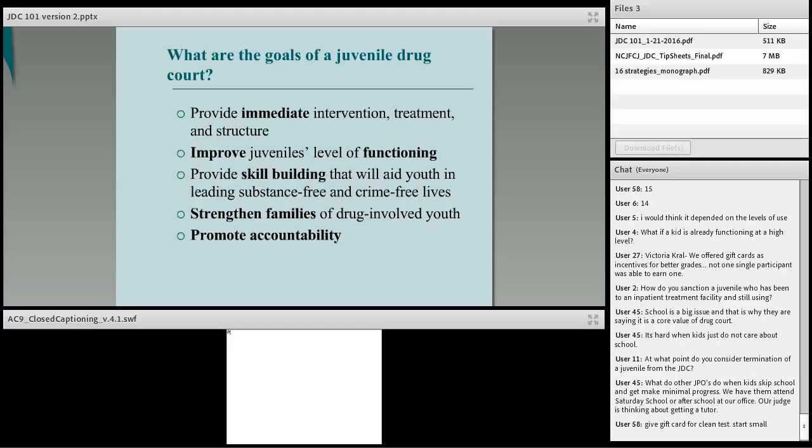All right, and then we have a question. How do you sanction a juvenile who's been to an inpatient treatment facility and is still using? Well, that's really hard. I think that's a really big question you need to talk with your treatment folks about: why that young person is still using, whether or not it was the appropriate inpatient facility. I think you also need to talk to the young person. One of the things we sometimes forget within our programs is that kids should have a voice in the process. So talking to them about why they're still using, and also about what they think is an appropriate sanction for continued use, is really the way to go.